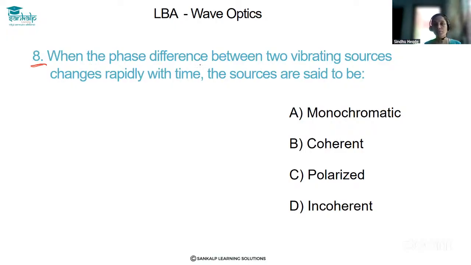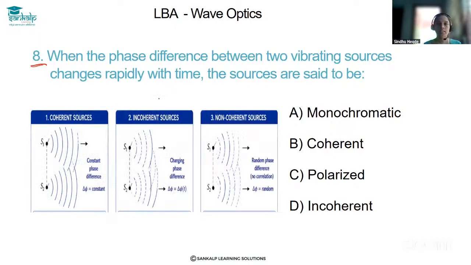When the phase difference between two vibrating sources changes rapidly with time, the sources are said to be: option A monochromatic, option B coherent, option C polarized, option D incoherent sources.